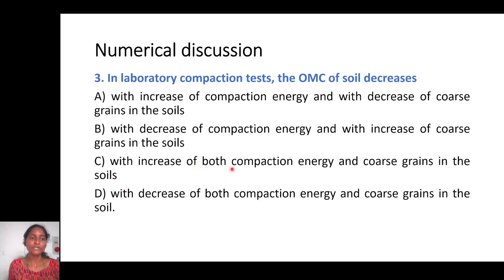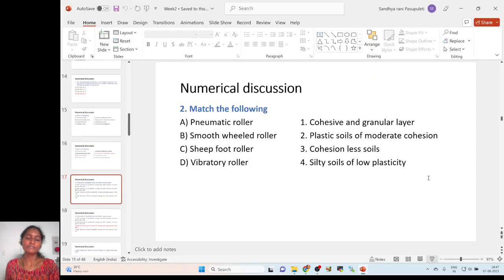So out of A and C, there is a second part. In addition to the increase of compaction energy, option A says that with the decrease of coarse grains in the soil, and option C says that with the increase of coarse grains in the soil. So which option do you think is correct? In the given soil, if I increase the coarse particles, will the OMC decrease? Or if I decrease the coarse grain particles in the soil, will the OMC decrease? Is it option A or C?